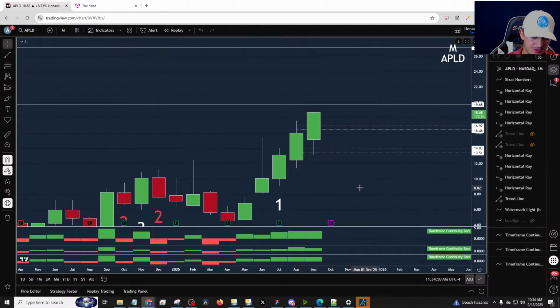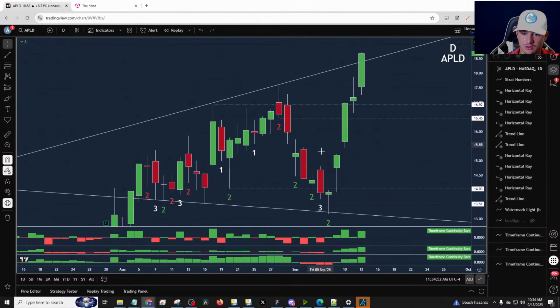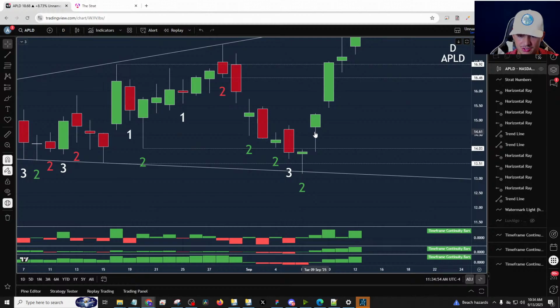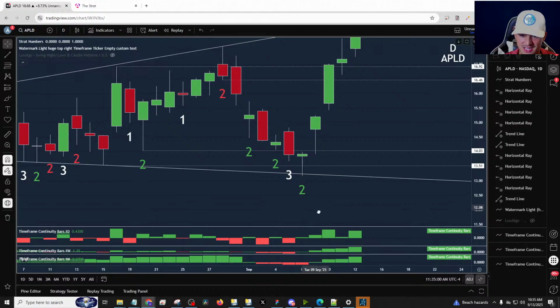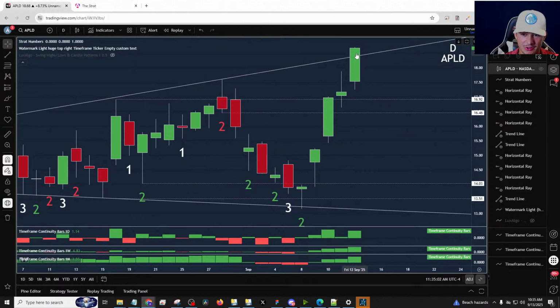So if we look at our continuity, what happened right here on Tuesday? The day, the week, the month, everything went green here. So that's full time frame continuity. It has to be going to the other side of that range. So you can see how full time frame continuity up is always going to be trying to take this out.